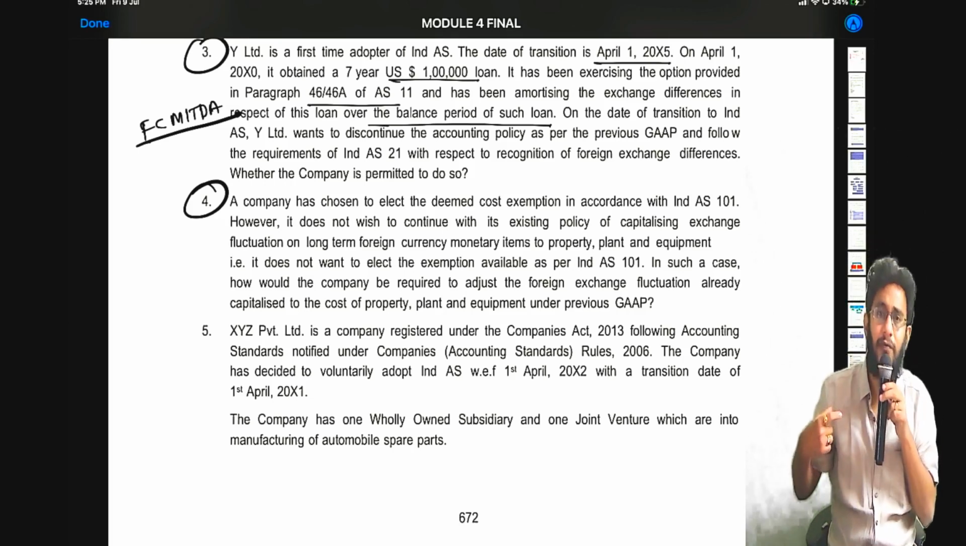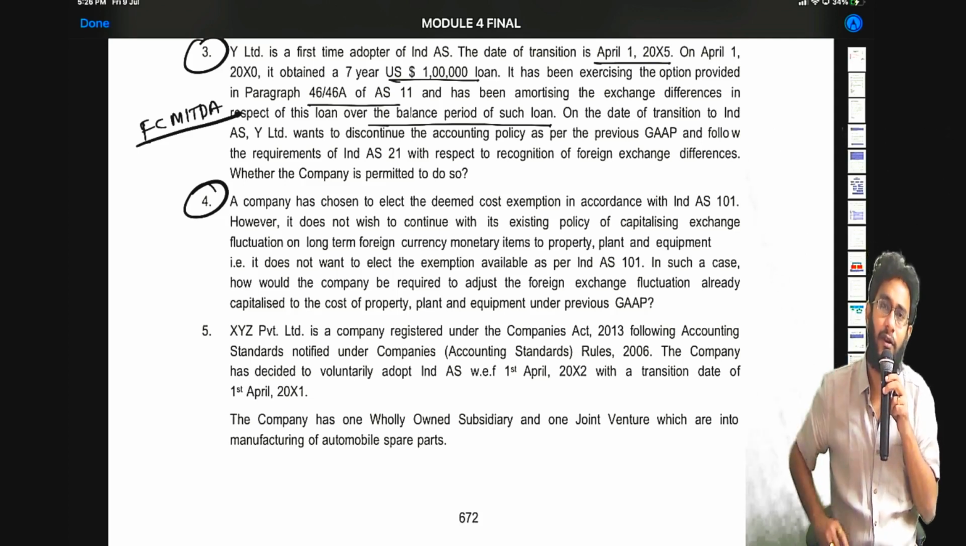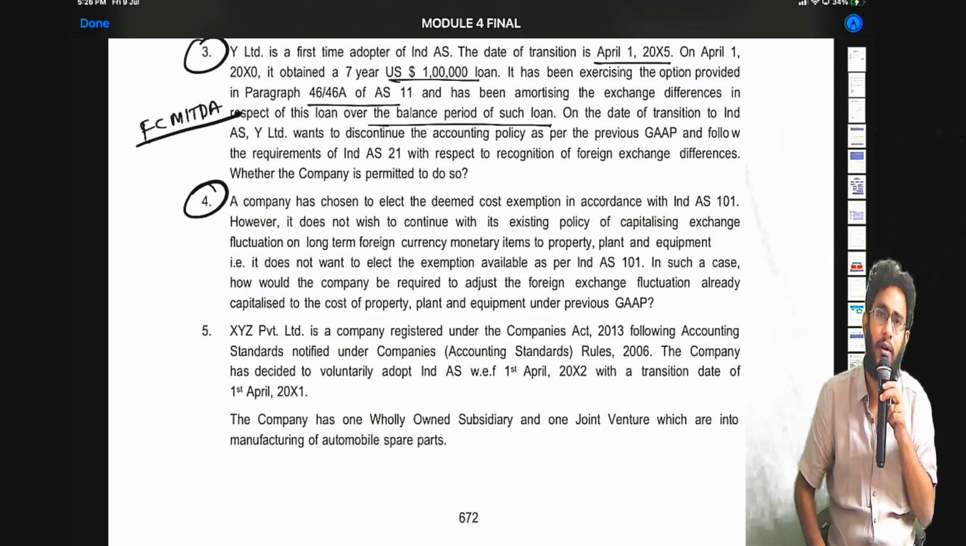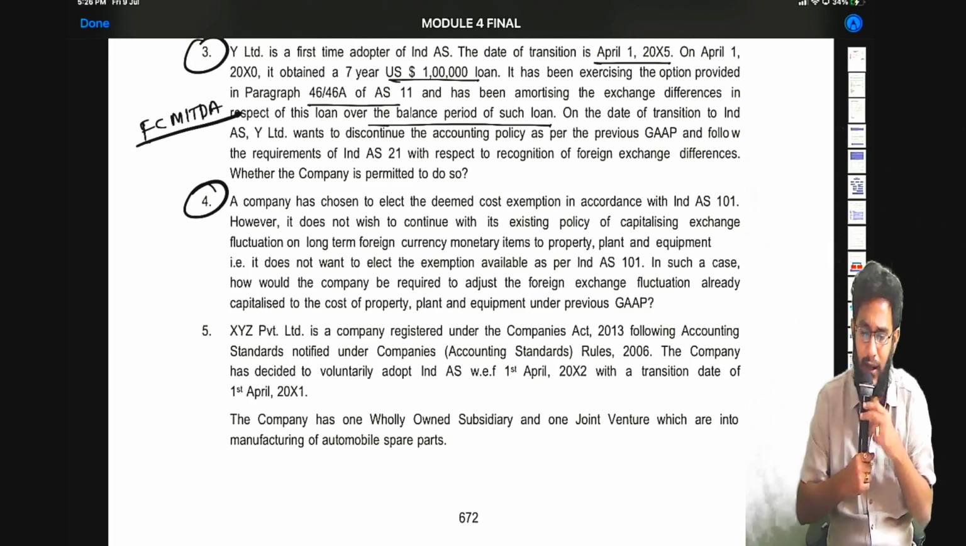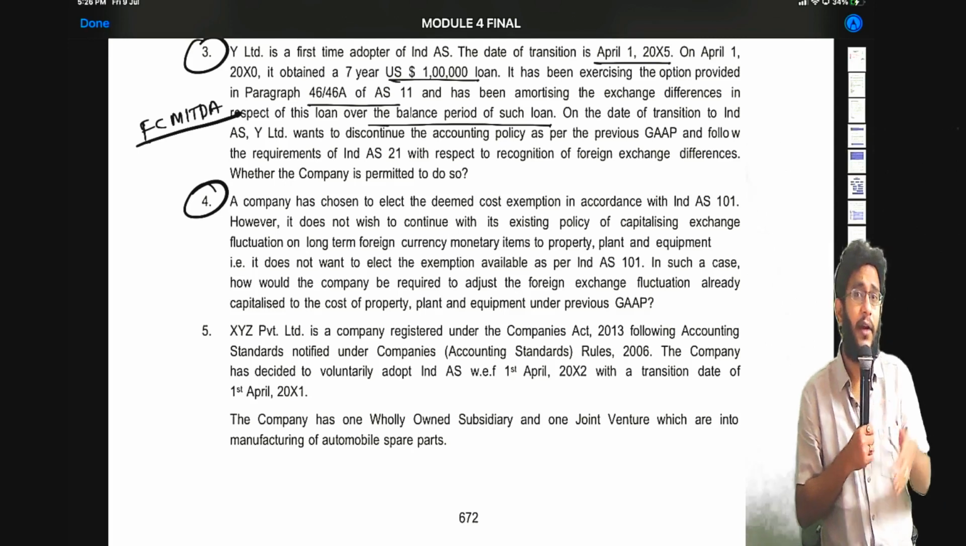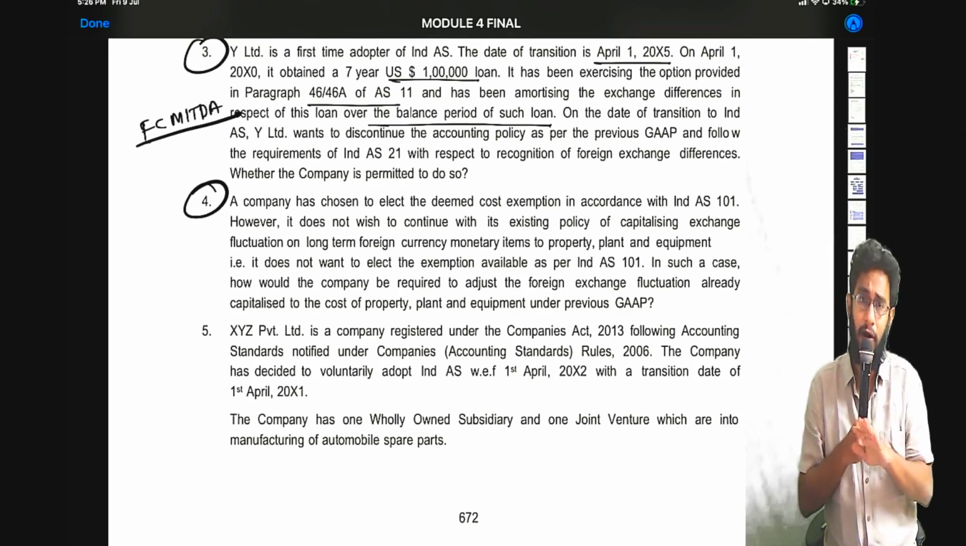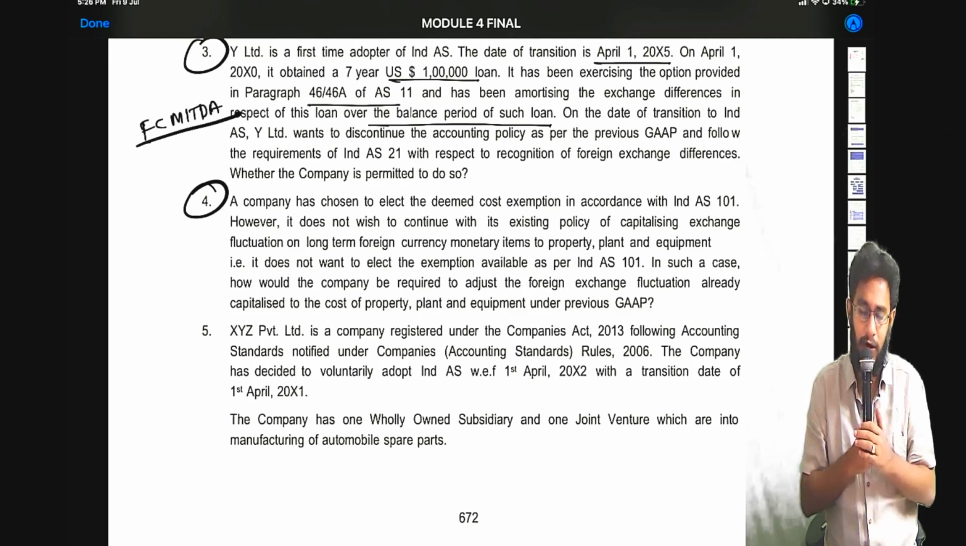But in respect of the foreign currency loan, he does not want to follow paragraph 46/46A. He does not want to do that. So hereafter he will follow Ind AS 21, like in the third sum above. So the question is, when hereafter exchange differences are going to P&L, the 46/46A exemption he does not want to continue.